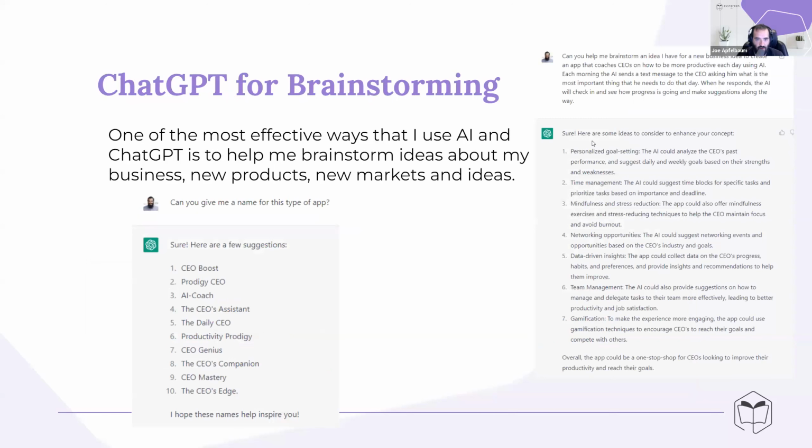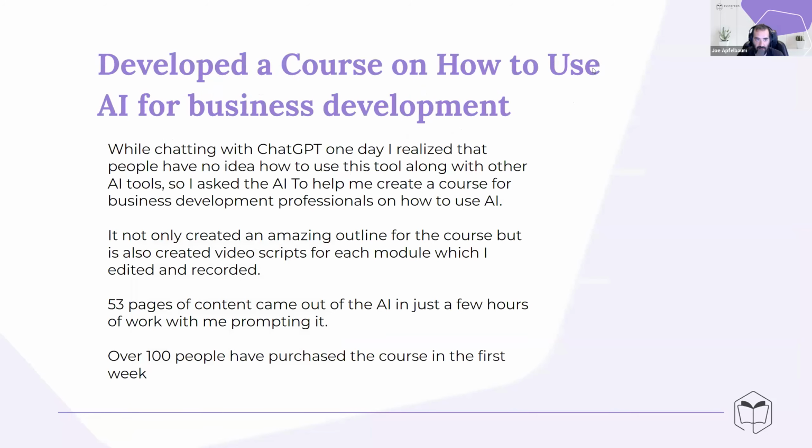One of the most effective ways that I use AI in business, and especially ChatGPT or Google Bard, is to help me brainstorm my ideas for new products, new markets, new ideas, and even for LinkedIn posts. So if you guys are not using it to brainstorm, I highly recommend using it to brainstorm. I'll say something like, can you help me brainstorm an idea I have for a new business to create a new app that coaches CEOs, and it'll kind of do that. Or I have an idea for posts on LinkedIn. It'll come up with lots of different ideas.